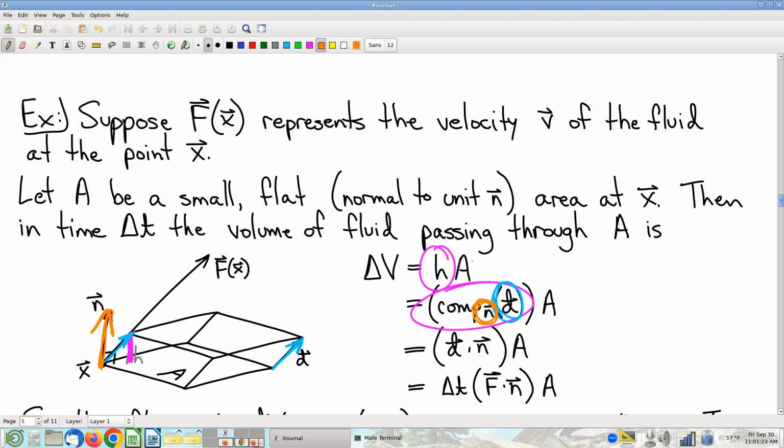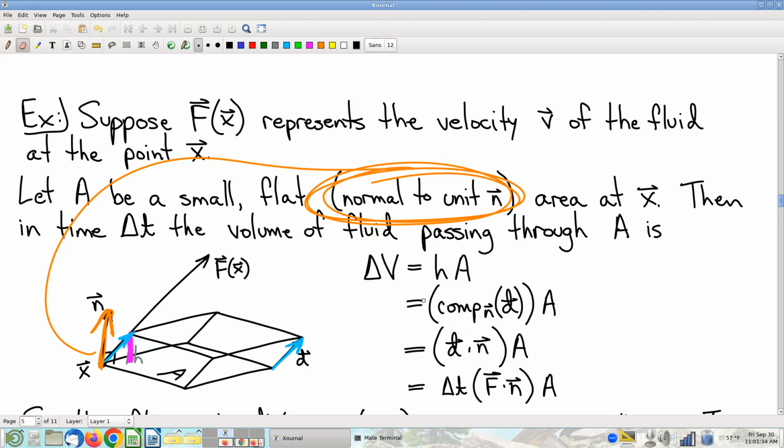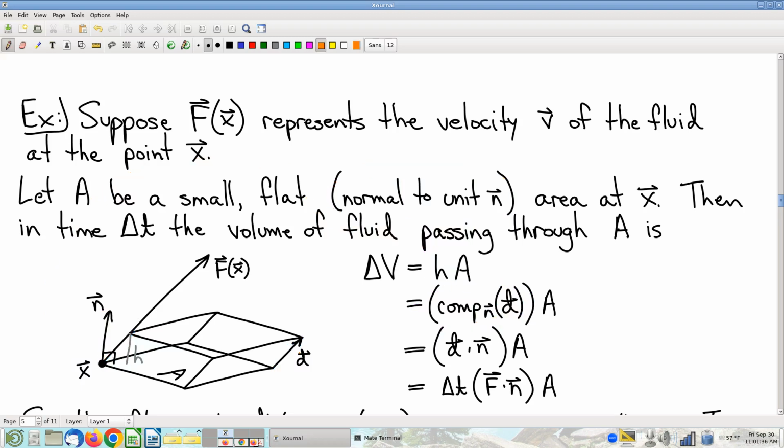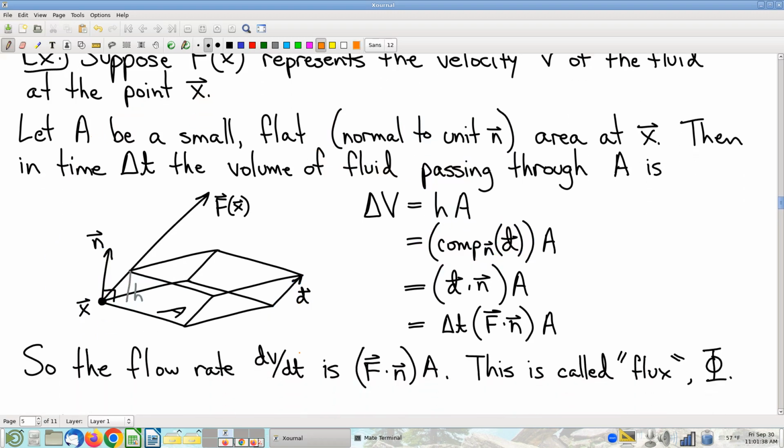Keep in mind that normal vector is given to us as being perpendicular to our little piece of area. Okay. All right. So what's that displacement vector then? We've got this displacement vector representing how much the air moved in some given amount of time. Well, that displacement vector... Oh, sorry. Got a little ahead of myself.